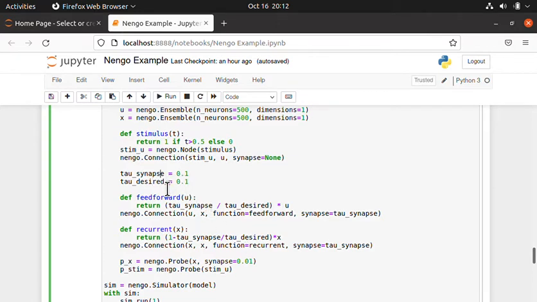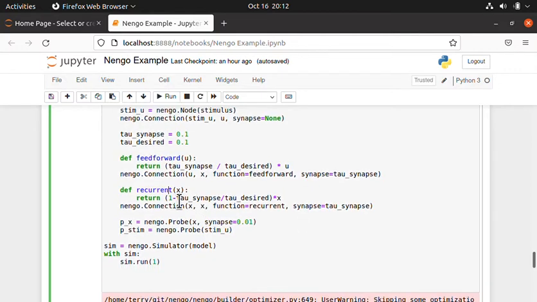Sorry, let me take a step back there. What I'm doing is I've got two different things I can play around with here. What synapse do I actually have? What synapse do I want to have? If I set these two to the same thing, take a look at what's happening to the math here. My feed-forward connection is 0.1 divided by 0.1. That's 1. So my feed-forward connection is just the identity function. And my recurrent connection is 1 minus 0.1 divided by 0.1. That's 0. So that's the 0 function. So that means my recurrent connection is just going to be all zeros. All those weights are just going to be 0, because that's the best way of approximating 0.